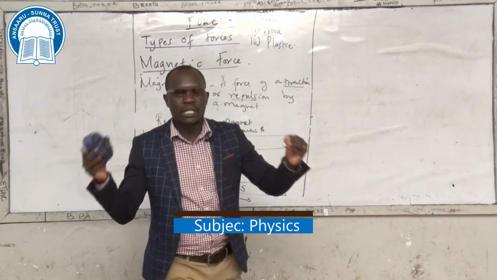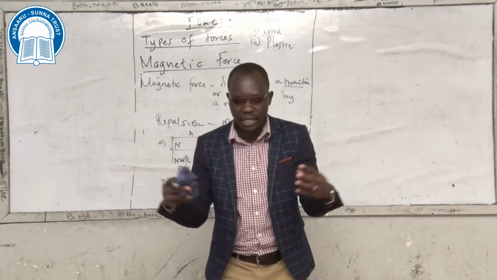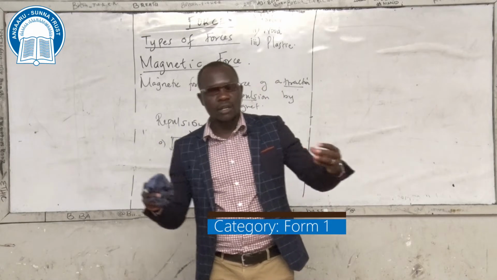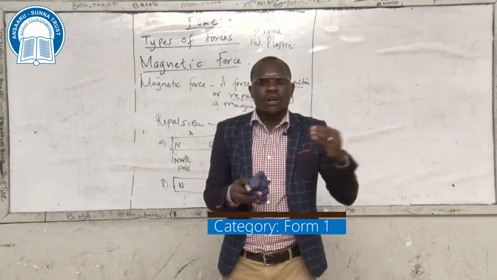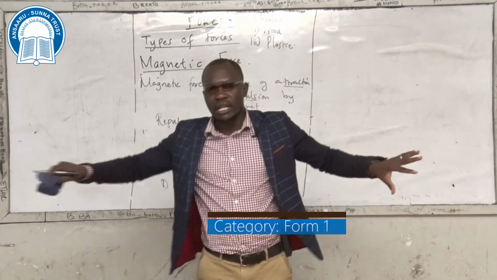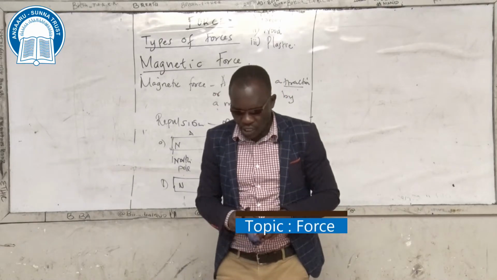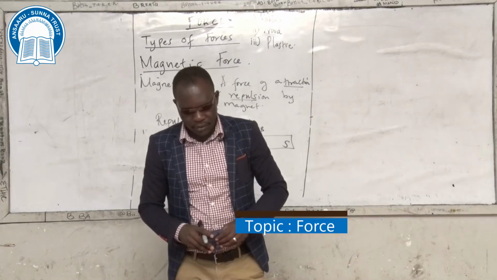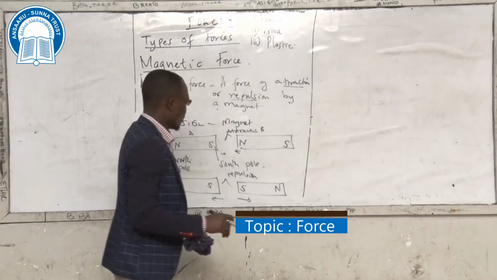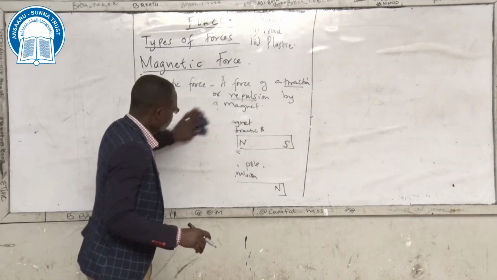When you bring opposite poles of a magnet closer to each other, they experience an attraction force, a force pulling them towards each other. For example, a north pole and a south pole will be attracted. A south pole and a north pole will be attracted. A north pole and a north pole will be repelled. A south pole and a south pole will be repelled. So that is what we are calling magnetic force. Magnetic force causes attraction or repulsion.